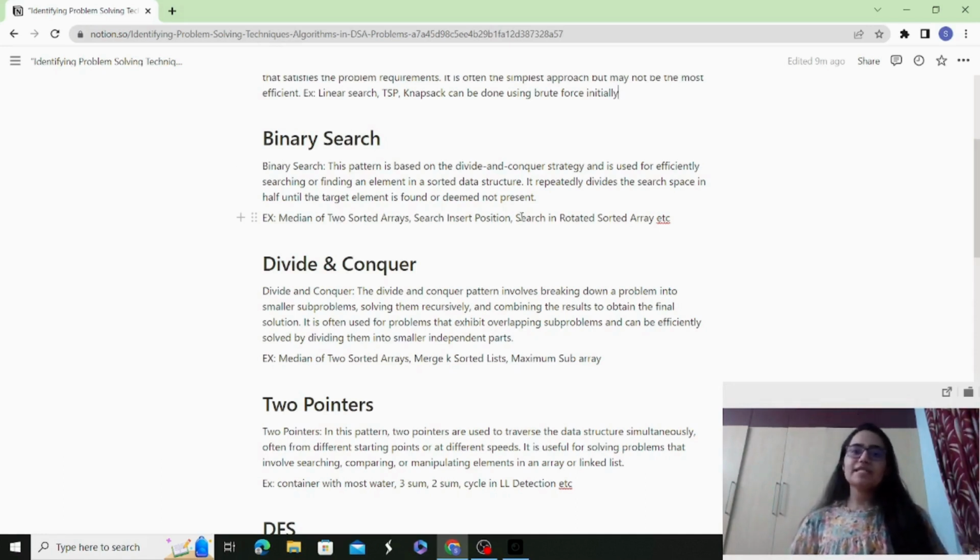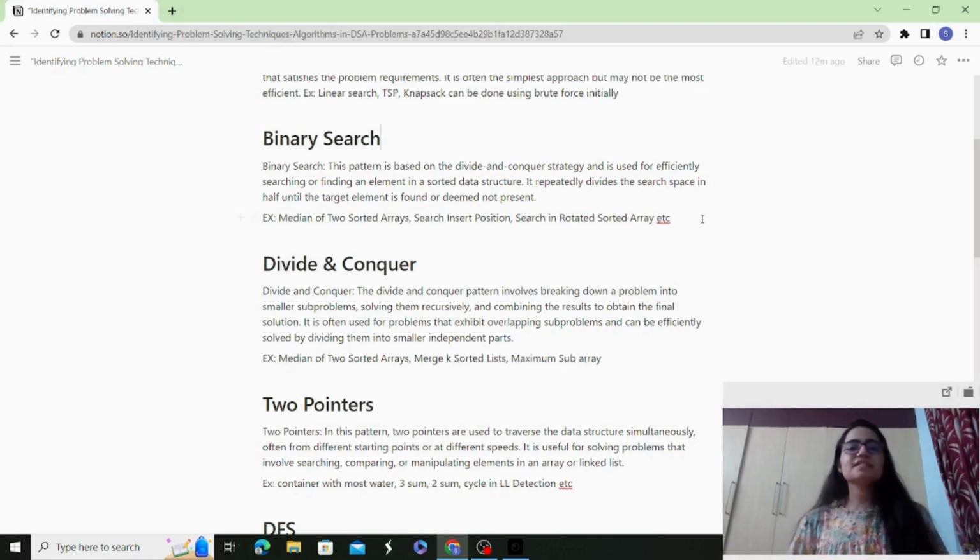These are some very common questions that you can take a look at and practice. So median of two sorted arrays, search insert position. Wherever there is searching involved, and especially when you are given a sorted search space, you can go with the binary search technique. Search in a rotated sorted array.